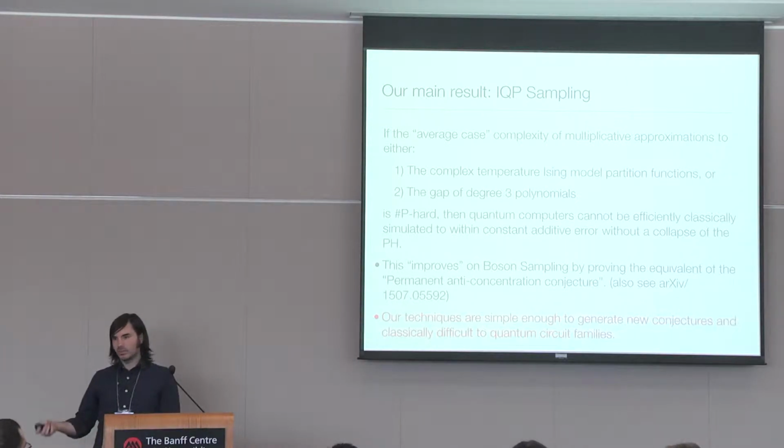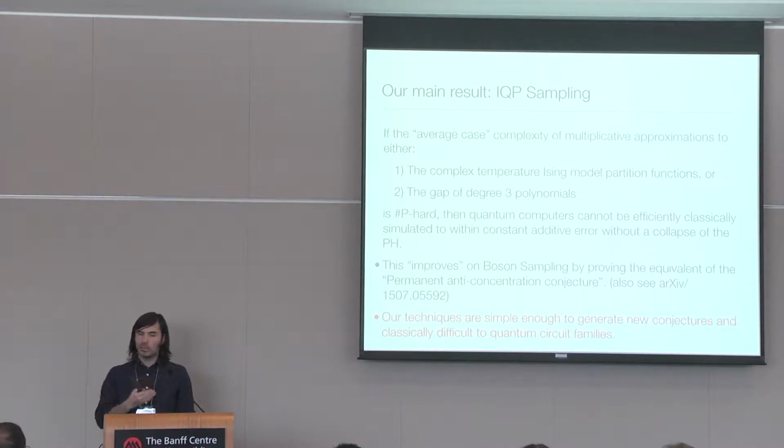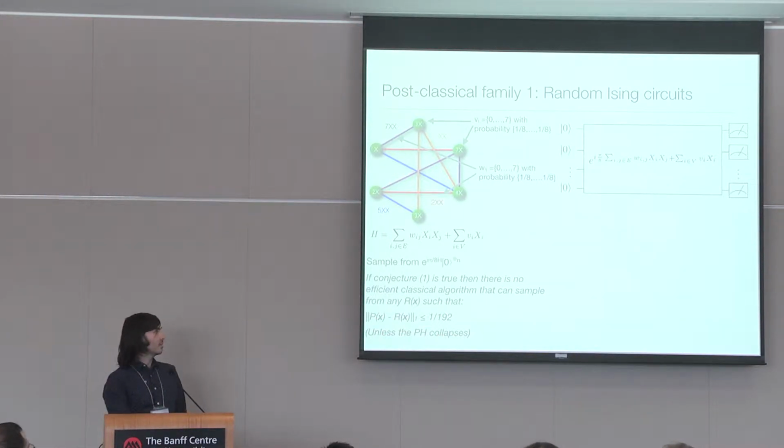And as to why we can actually prove that will become apparent as I go through the talk, but basically it comes down to a lucky guess about the choice of circuits which we examine. Now, the other interesting aspect of our work is that our techniques are really quite simple, and it's very likely that there are other conjectures you can form which imply the classical hardness of other sets of quantum circuits. Okay, so let's actually talk about the circuits that we've analyzed.